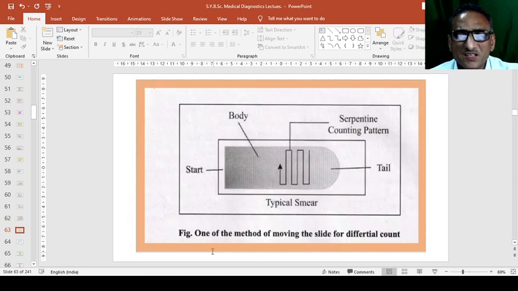So one of the methods of moving the slide for differential count. So this is the start point. We can move up to here. So this is the tail. This is the body. So the serpentine counting pattern is generally the middle count. A typical smear appears in this zone, and we can count the WBC. So this area is giving a clear picture of the cells.